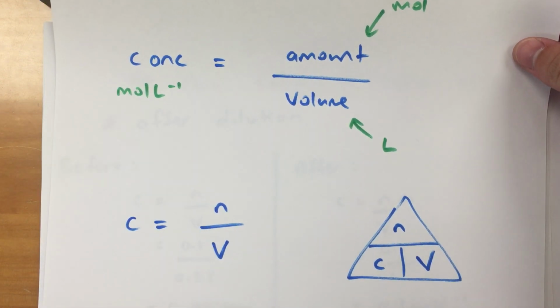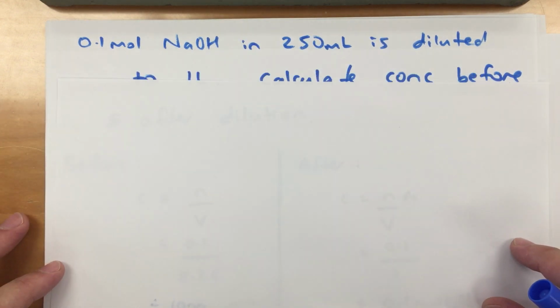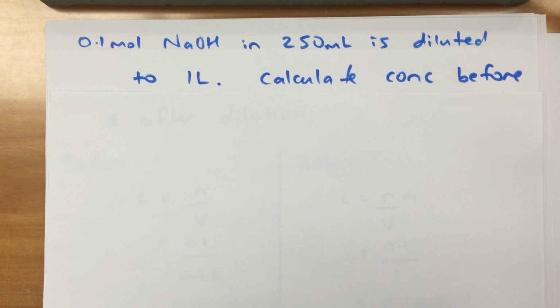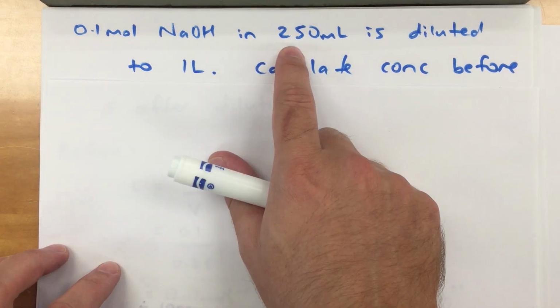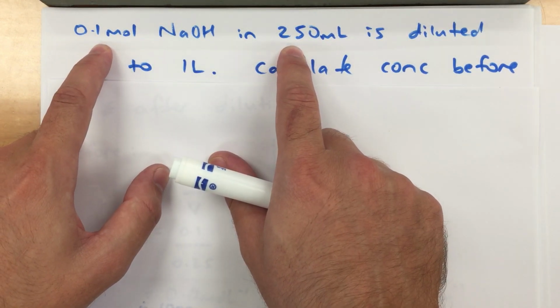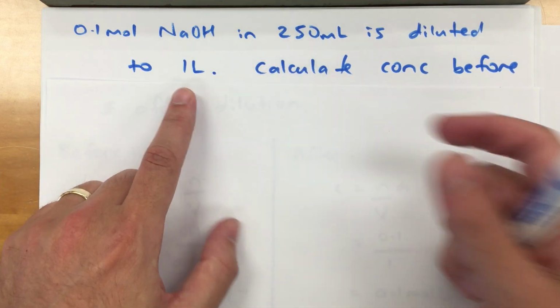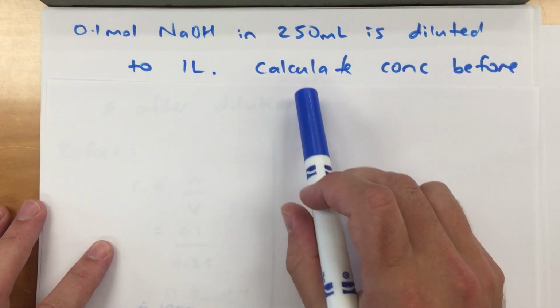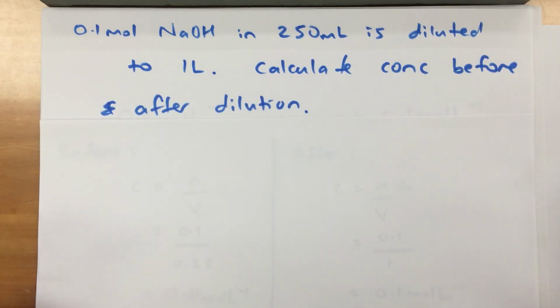So let's work through a couple of questions. This question is taken from your textbook. If I have 0.1 mole of sodium hydroxide in 250 mils and I dilute that to 1 litre. So when I dilute something, it means I'm adding more of the solvent. In most cases, or in all the cases we're going to look at, that solvent is always going to be water. So I've taken 250 mils of my solution, it had 0.1 mole in it, and I've diluted that up to a litre. That means I've added 750 mils more. Calculate the concentration before and after dilution. Let's see if we can work this one through.